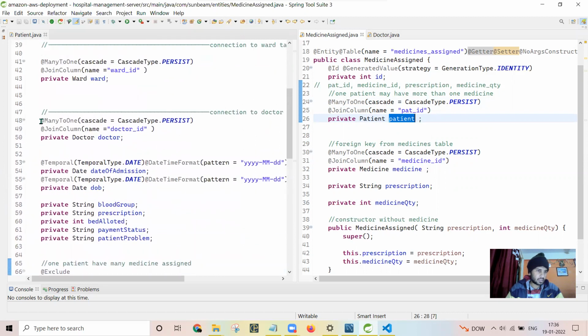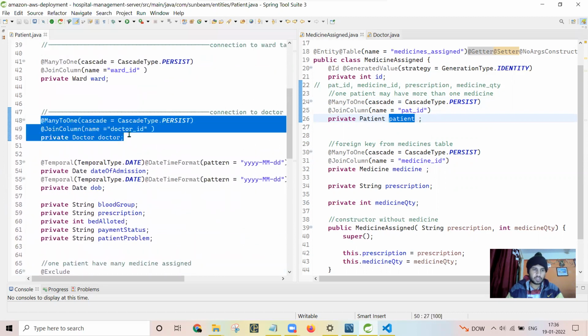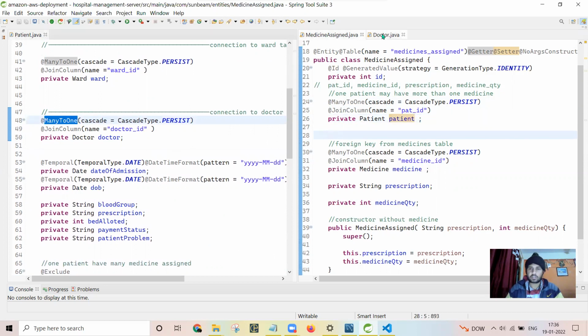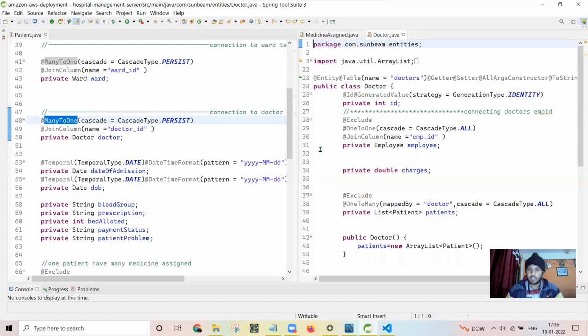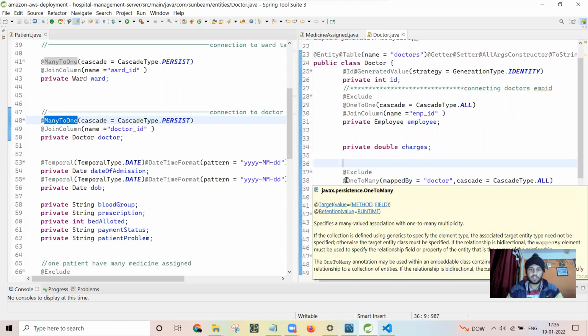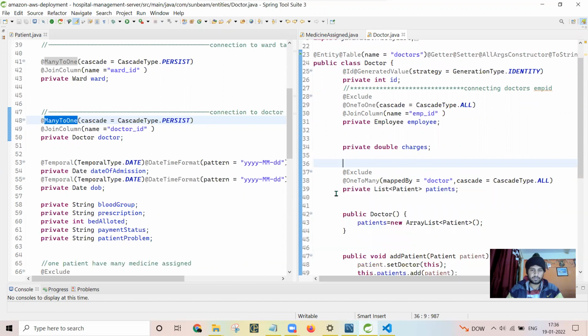Here I have kept the corresponding doctor of that patient. And I have used a many-to-one relationship because one doctor may correspond to many patients. This is the doctor entity in which I have kept the list of the patients. It is very important to remember that whenever we implement a one-to-many relationship, we should keep the list.